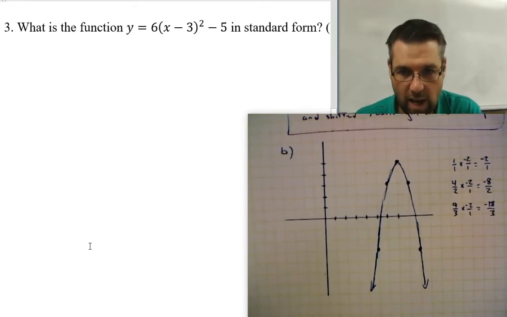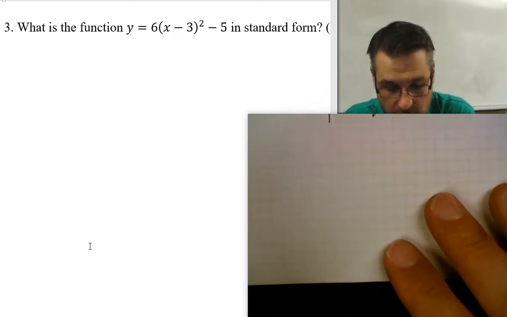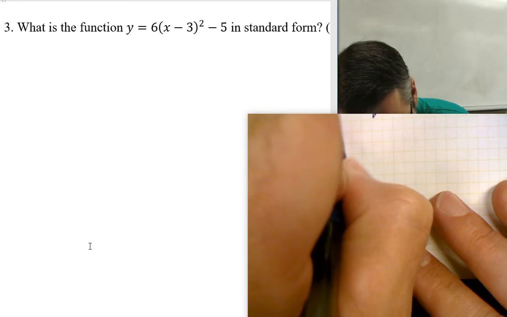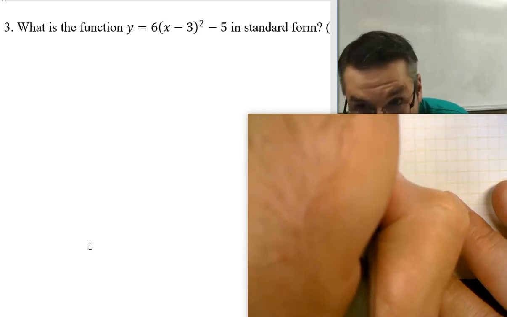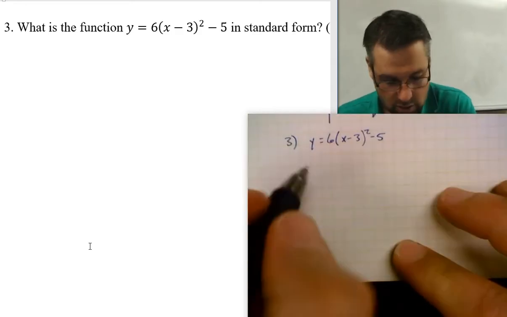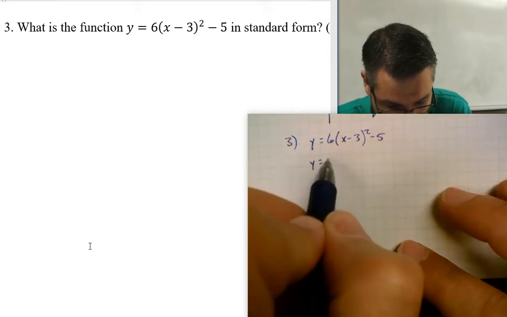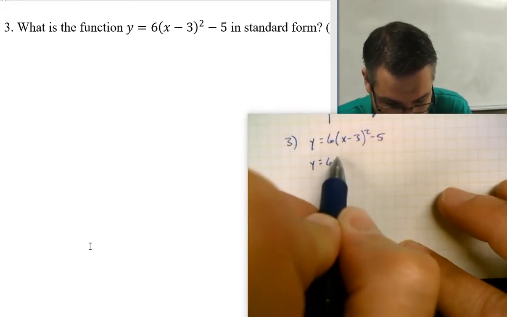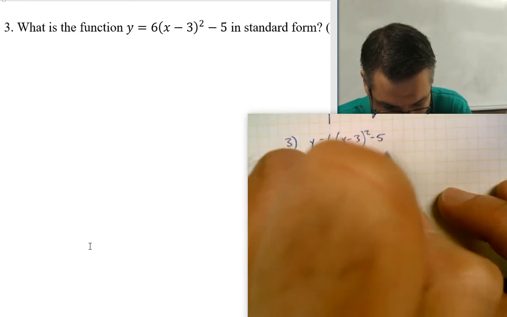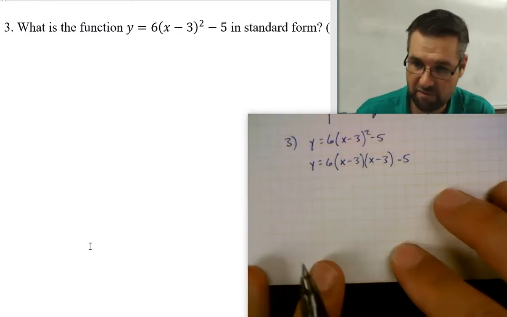It says, write the function in standard form. So number 3, we have y equals 6 times x minus 3 squared minus 5. And we want to write that in standard form. So the first thing we have to do is we have to deal with our exponents. So to deal with those exponents, that squared means we're taking the parenthesis and we're multiplying it by itself. So x minus 3 times x minus 3. And now we just have to simplify this.